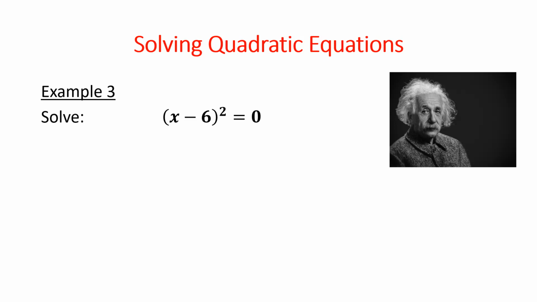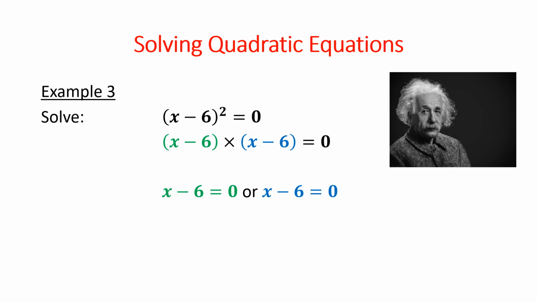All right, here's number 3. Let's solve the following quadratic. (x - 6)² = 0. Now the squared, you know, means x minus 6 times x minus 6. So here are our two factors straight away, and we know our first factor could be 0 or the second factor could be 0. So our first solution could be positive 6 and our second solution could be positive 6 too.